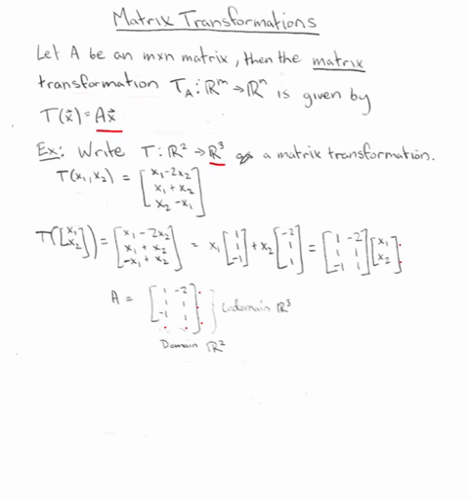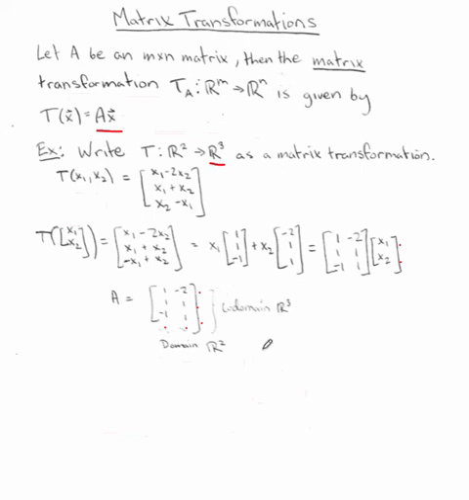Hopefully we're comfortable enough now with the idea of span that you can see the range is not going to be all of R3. All of our answers are going to be a linear combination of these two vectors. x1 and x2 can be anything, so all possible linear combinations of these are going to be the range. Notice that I'm not going to span R3 if I only have 2 vectors in R3.